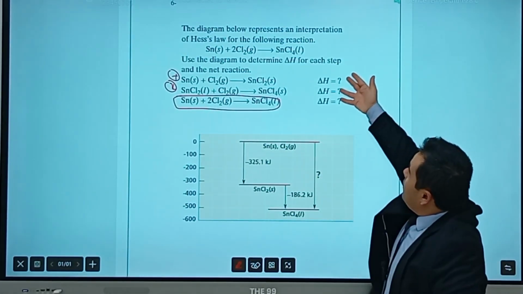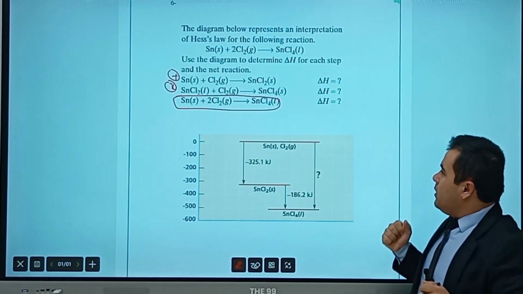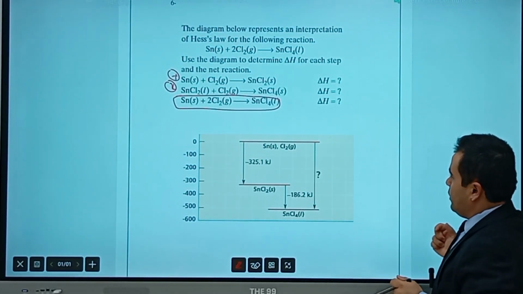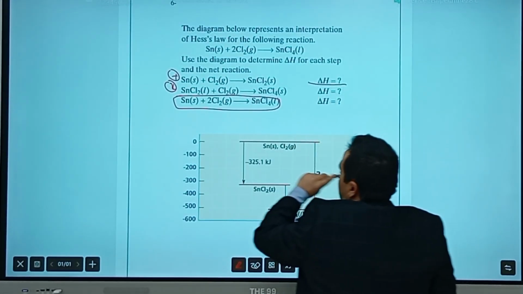In this, the enthalpy of the steps and the main equation is not given, so let us calculate the enthalpy of the steps and the main equation through the graph. How to read the graph, guys? Let us calculate the enthalpy of the first step.